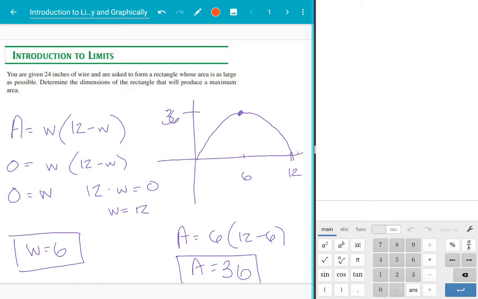So if we look here and we're trying to approach the maximum value from the right-hand side, notice that these y values are getting closer and closer to the value of 36 as we approach 6. And the same thing occurs here. As we travel from 0 to positive 6 on the x-coordinate, the y values are getting closer and closer to this 36. Now, as you approach it from both sides, they're kind of in agreement that the value will approach this 36.